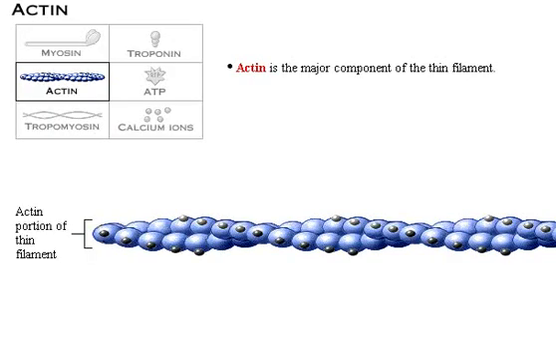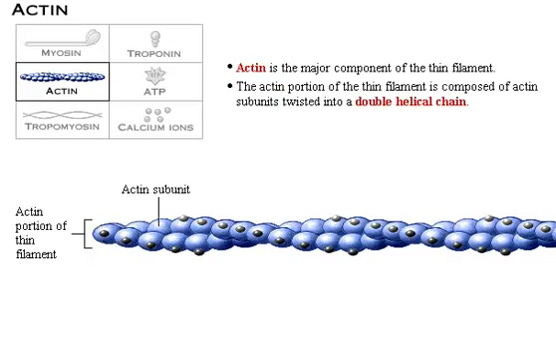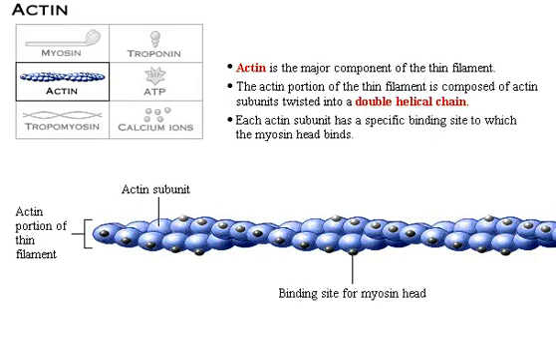Actin is the major component of the thin filament. The actin portion of the thin filament is composed of actin subunits twisted into a double helical chain. Each actin subunit has a specific binding site to which the myosin head binds.